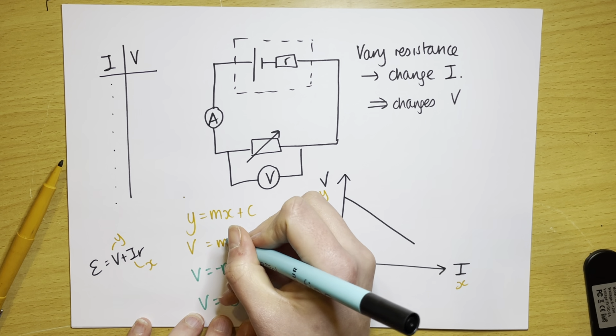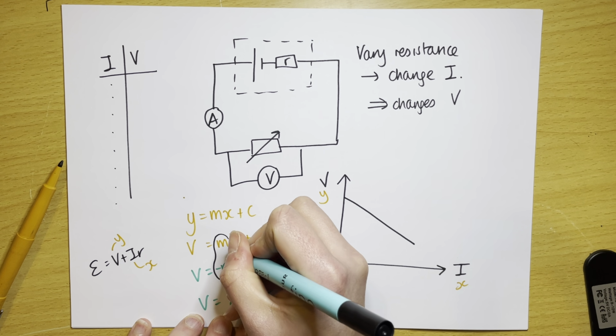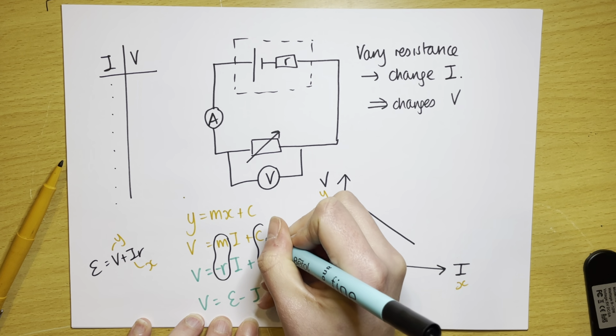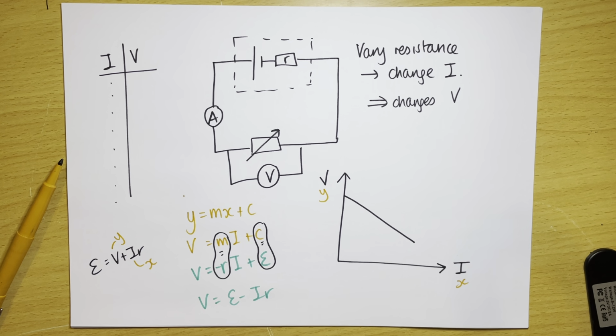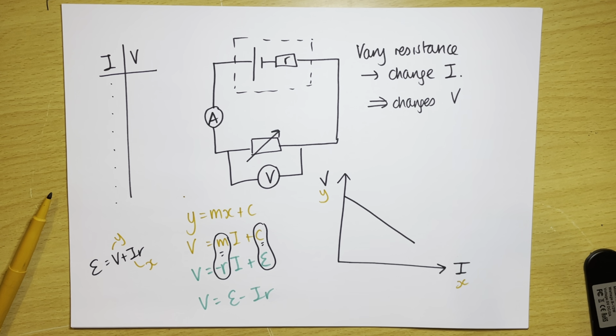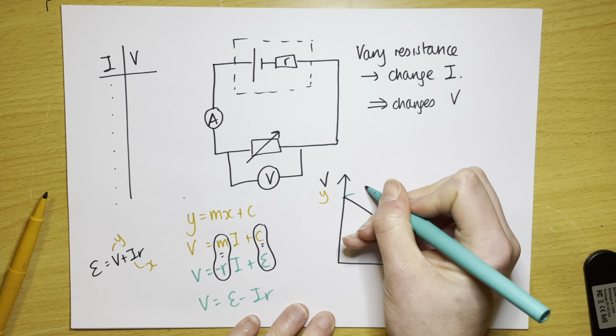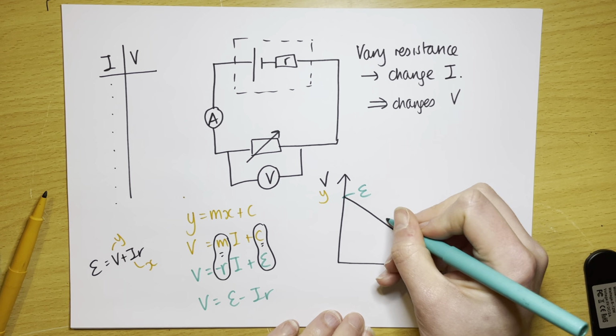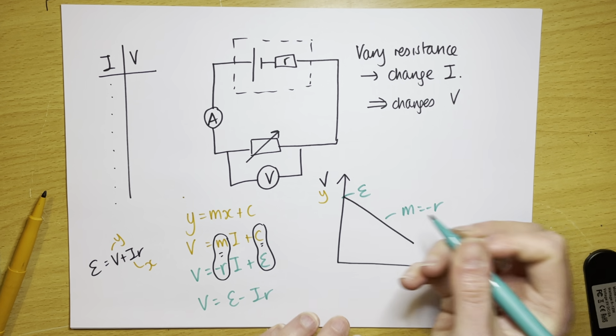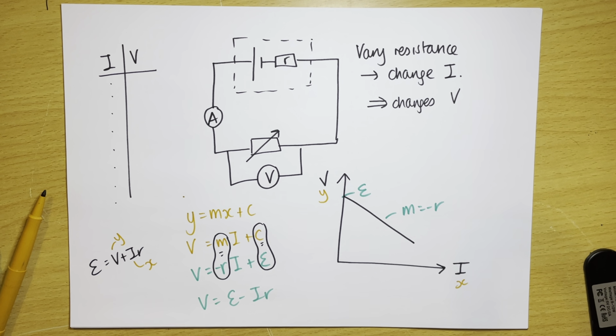And from that I can compare these two and I can get that the gradient is minus r and that the intercept is E. So the y-intercept there is E, and the gradient equals minus r, because it's a negative gradient, so you need to negate it again to get the resistance.